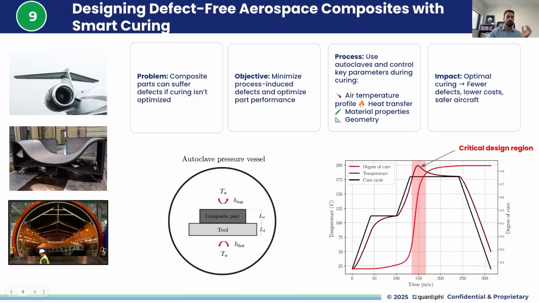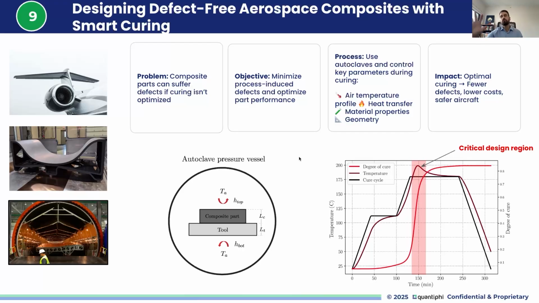Generally, these materials are manufactured within these very big industrial autoclaves that apply heat and pressure over a long range of time. You can see a 2D schematic of these autoclaves where the composite part sits on a tool, and then heat and pressure is applied to these materials. Design engineers typically rely on physics-based simulations, very intensive and time-consuming, to predict the behavior of the composite material given a specific manufacturing setting.